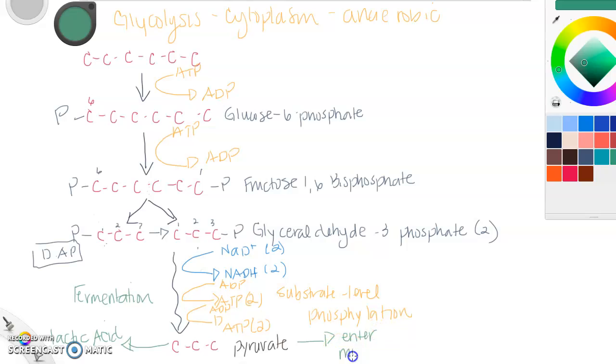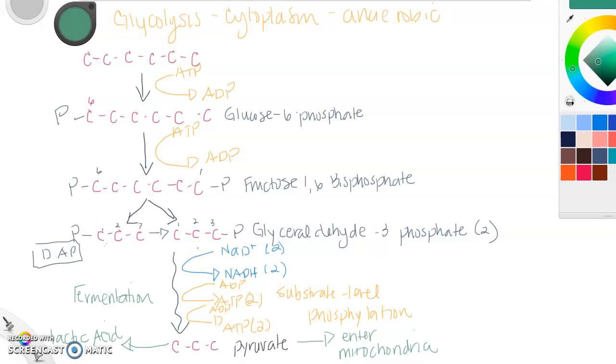The other thing that can happen is if there is oxygen, it can enter the mitochondria. And if it enters the mitochondria, then it can be converted into a molecule that will enter something called the Krebs cycle. And that will continue the breakdown, the oxidation of that glucose that we started with.